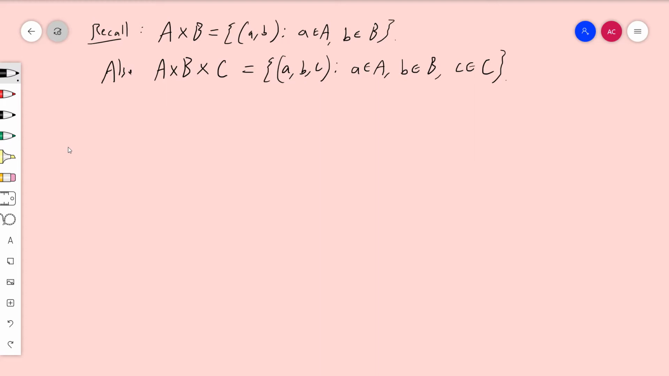So recall, in case you watched that video that I made a long time ago, that the Cartesian product, or just the product of A and B, is the set of all (a, b) such that a is in A and b is in B. It's the set of all ordered pairs from A and B. And you can do the same thing with multiple sets. I can say A cross B cross C is the set of all ordered triples (a, b, c) such that a is in A, b is in B, and c is in C, and so forth.